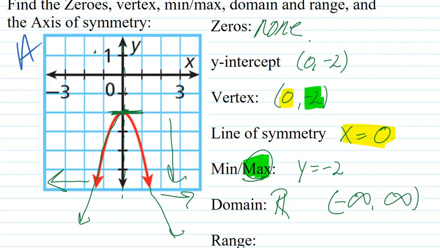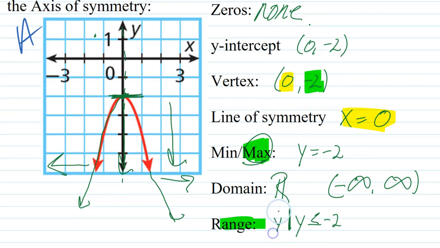The range is always going to be the y value of the vertex. So your range is your y value of the vertex. You need to look at which way it's going. It's going down, smaller numbers. So you'll say y is less than or equal to -2. Pull the -2 from the vertex. Sometimes they write it y such that, the vertical line is such that, and we put fancy brackets.